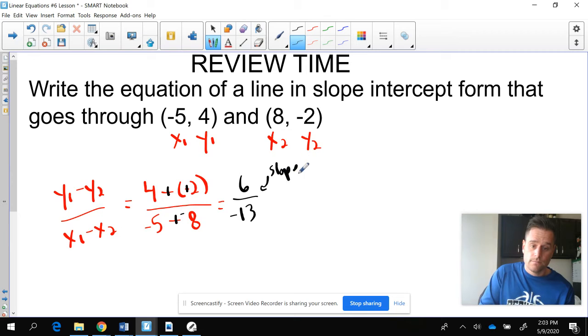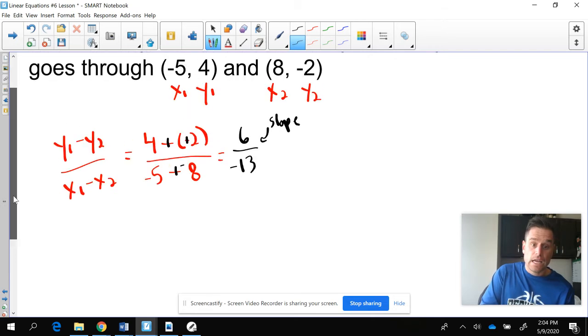That's the slope, right? That's going to be the slope. Question is, what numbers would you like to put in? 8 and -2 or -5 and 4. This one's going to stink. I'm going to use this one.